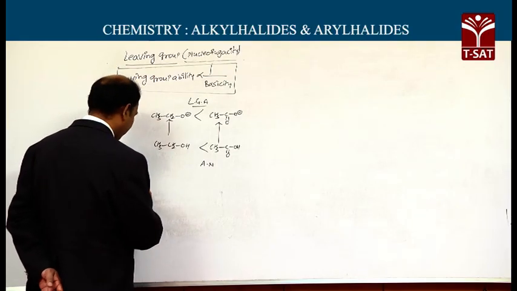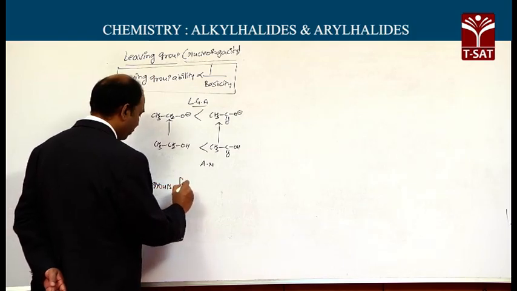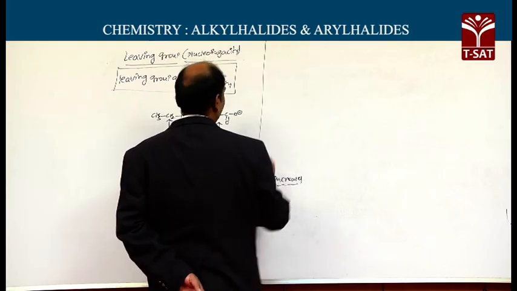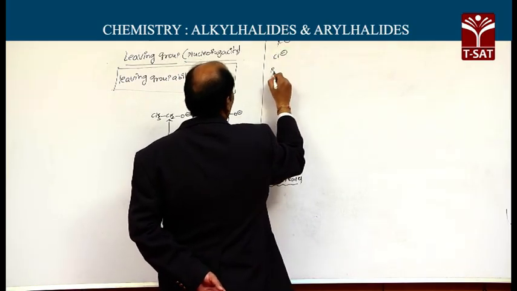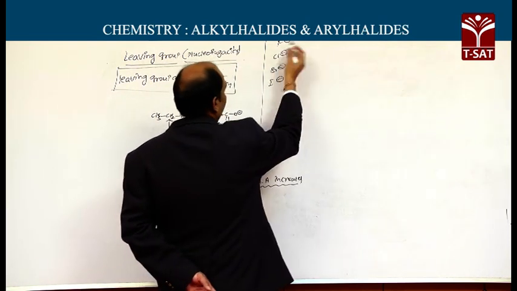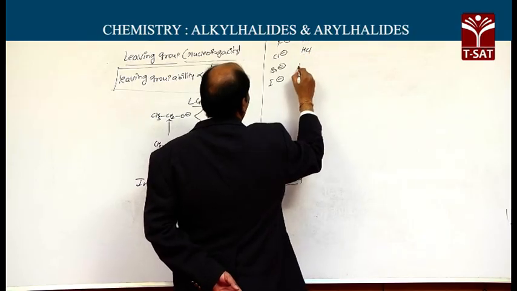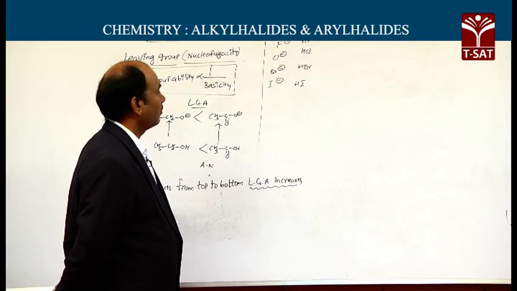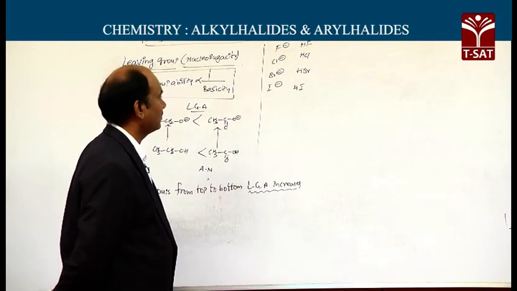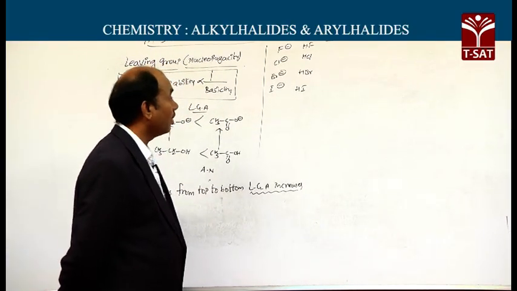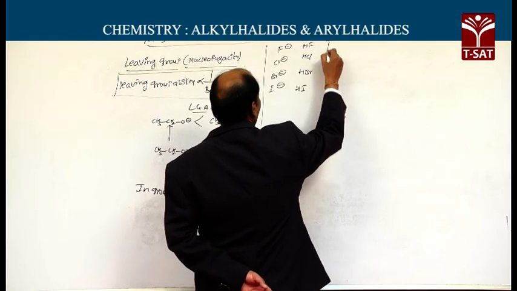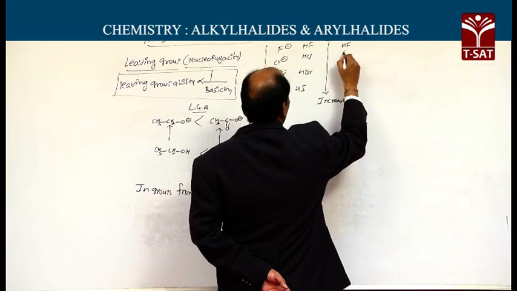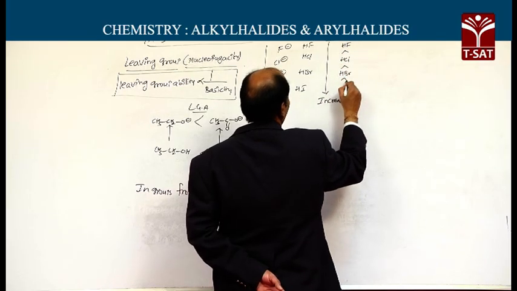Suppose if you take groups, from top to bottom, leaving group ability increases. Sir, how does leaving group ability increase? Let us discuss. For example, F minus, Cl minus, Br minus, I minus. First of all, convert into its acid: HF, HCl, HBr, HI. Acidic nature in any group hydrides from top to bottom: electronegativity decreases and size of the atom increases, bond length increases and bond energy decreases. Therefore, acidic nature increases from top to bottom. That means HF is less than HCl is less than HBr is less than HI.